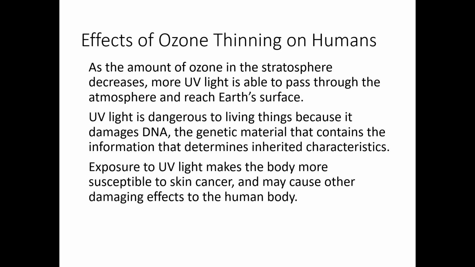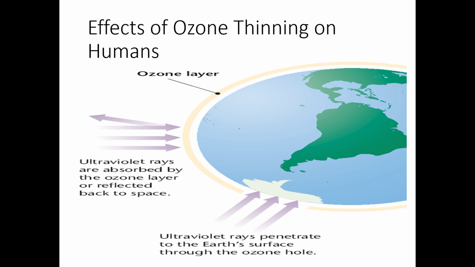Again, some of the effects of UV radiation, why we care about the hole, is because it's going to damage genetic material. And this is just a diagram showing how the ozone layer works whenever it's there properly, where it's going to kind of absorb and or bounce off some of those UV lights. However, if you have the hole here, then that UV light can pass on through and get to the earth.